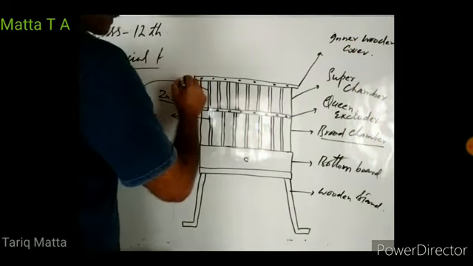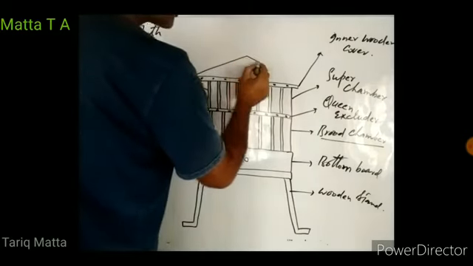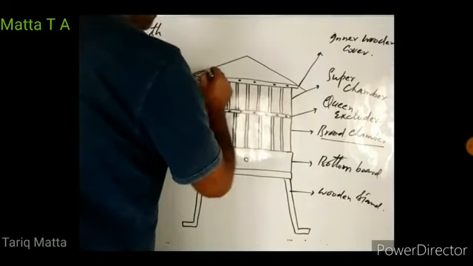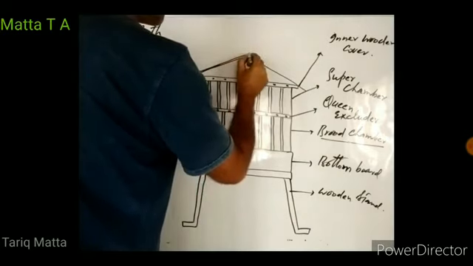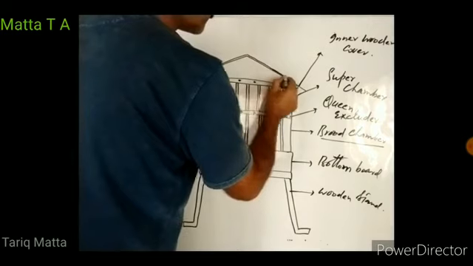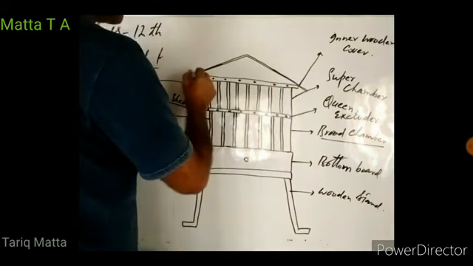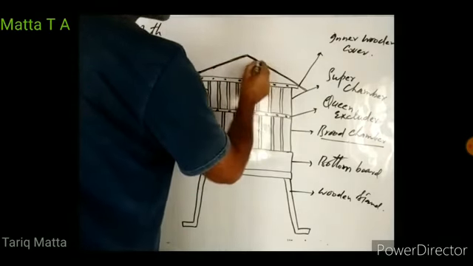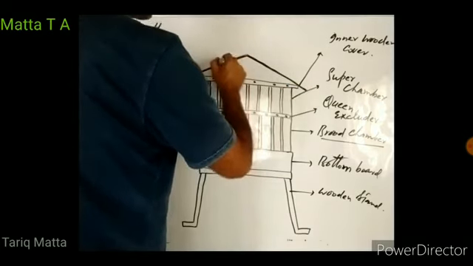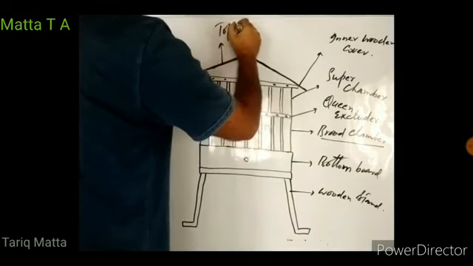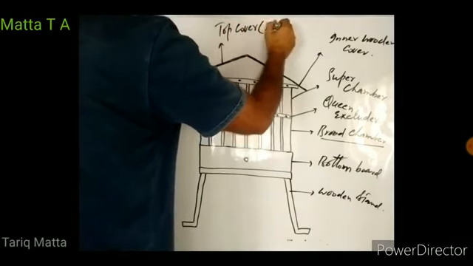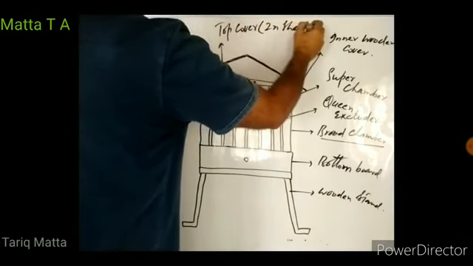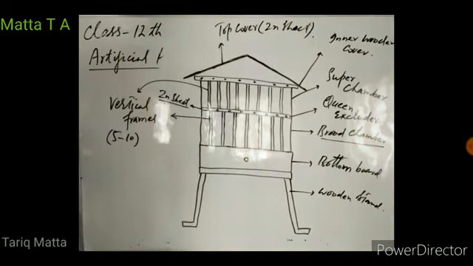And then on this inner wooden cover, there is a sloping, or sometimes flat, zinc sheet. This is known as the top cover. This is again a zinc sheet. So this is the construction of a Langstroth hive.